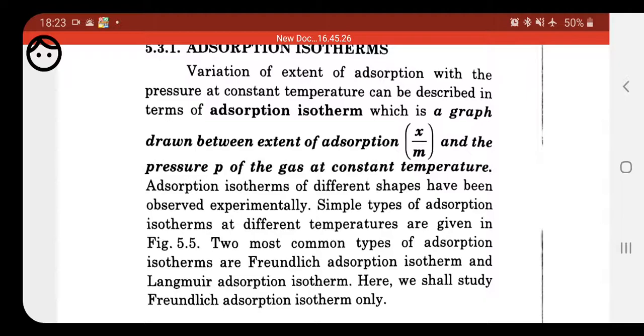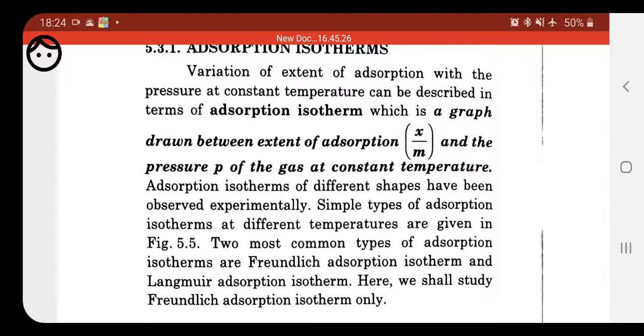So, whenever we are talking about the adsorption at constant temperature, it is called an adsorption isotherm. And here we can define it as: variation of extent of adsorption with the pressure at constant temperature is called an adsorption isotherm.